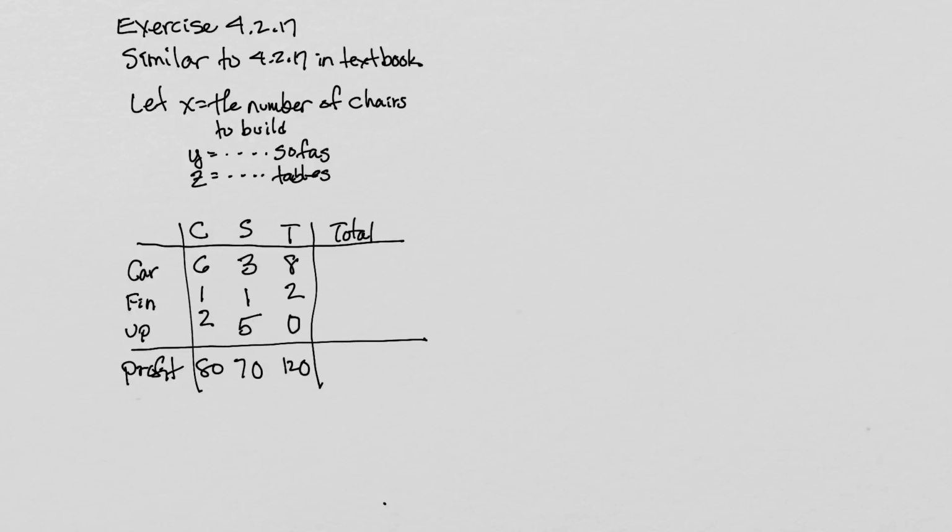Now we can also see that the number of hours available for labor is 768, but I'm going to write that as less than or equal to, because we don't have to use all of that. There could be some leftover hours for carpentry. Less than or equal to 144 for finishing, and less than or equal to 216 for upholstery.